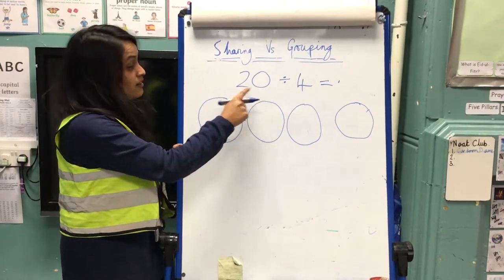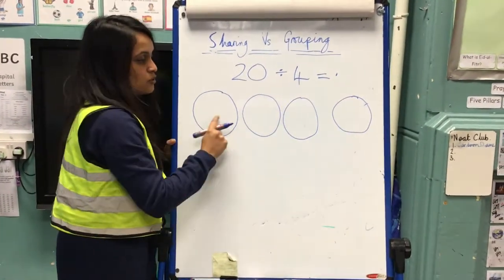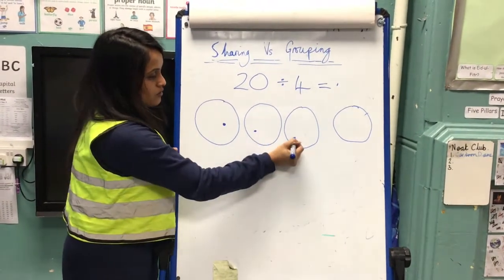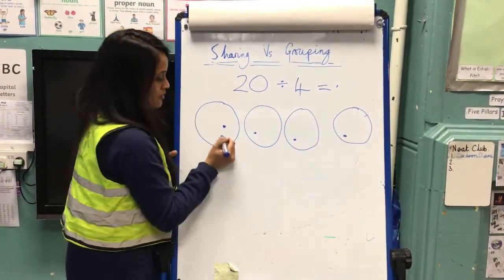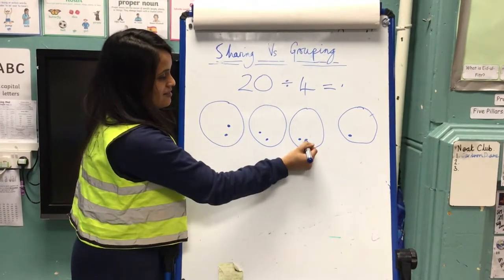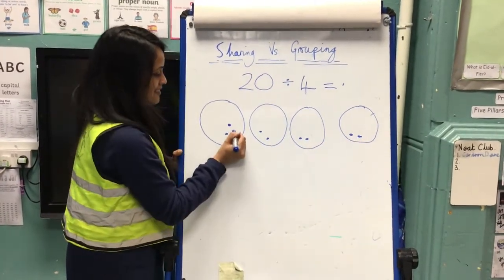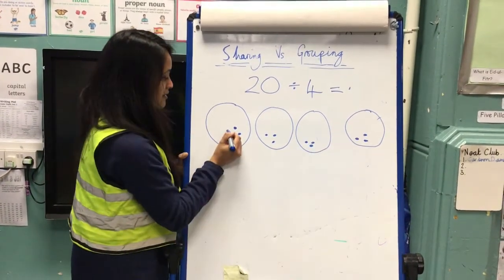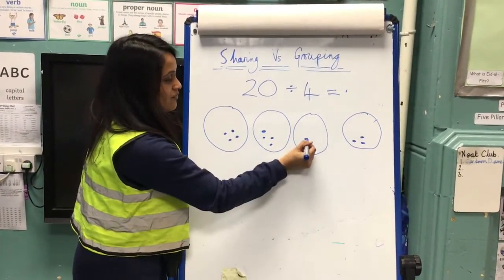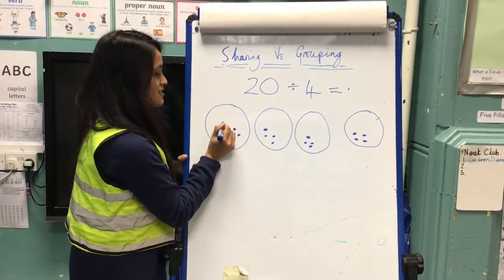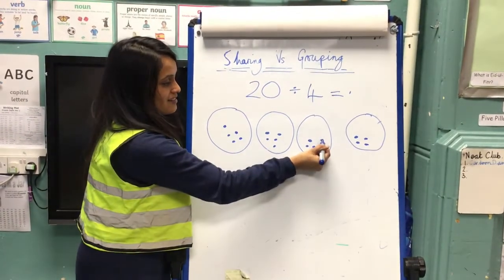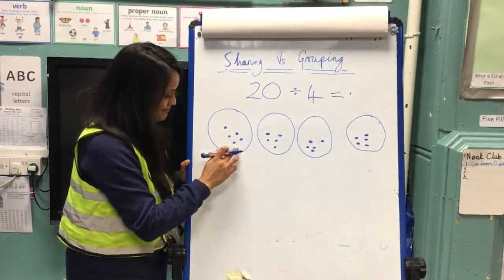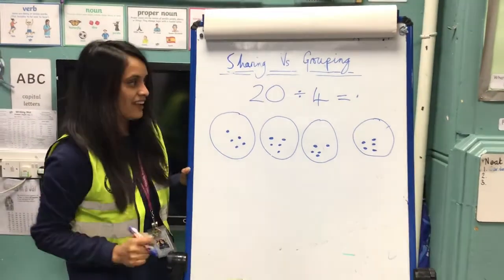We need to share them equally in my 4 groups. Here we go. 1, 2, 3, 4, 5, 6, 7, 8, 9, 10, 11, 12, 13, 14, 15, 16, 17, 18, 19, and 20. 20 what? Calm down, Sally. Okay, so I've definitely got 20.